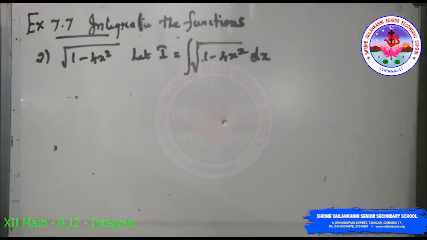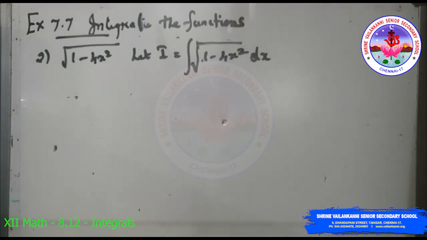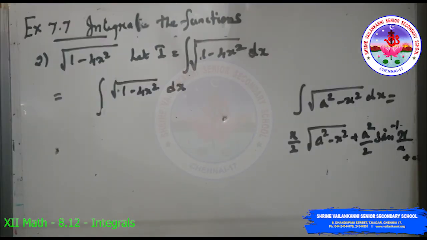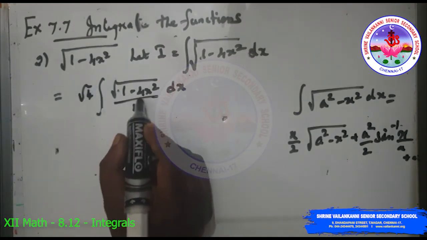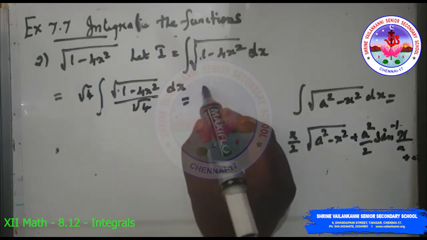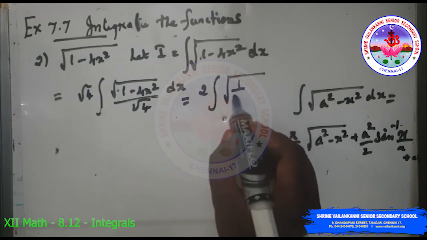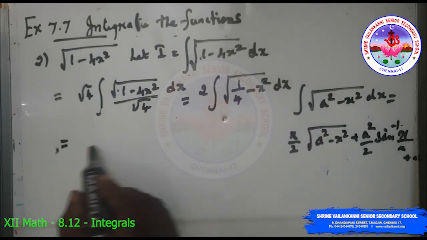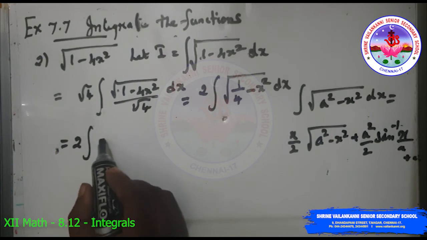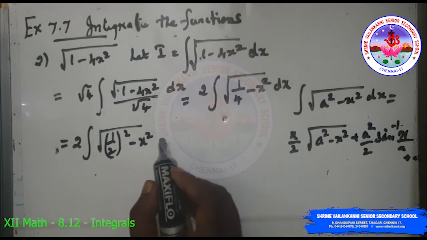Second question, integrate the functions root of 1 minus 4x square. So let I equal to integral of root of 1 minus 4x square into dx. Here we have to multiply and divide by root 4. So root 4 by root 4, which is, root 4 is 2. So 2 into integral of root of 1 by 4 minus x square dx. So I am writing 1 by 4 as 1 by 2 whole square minus x square dx.